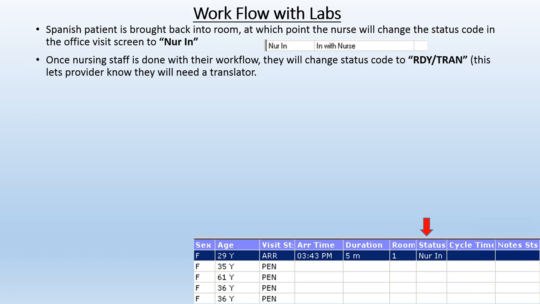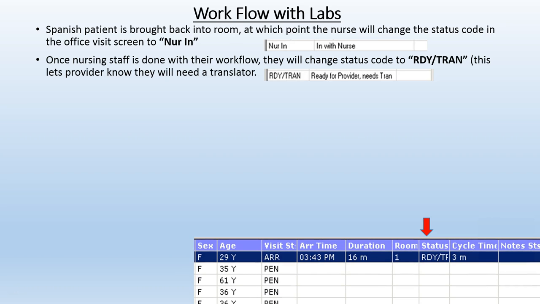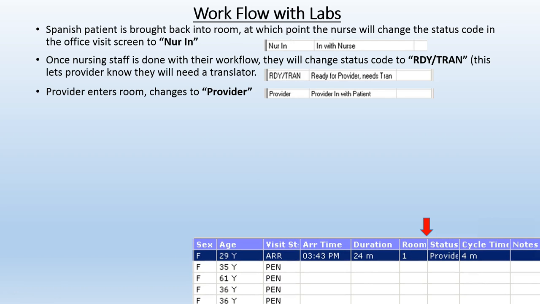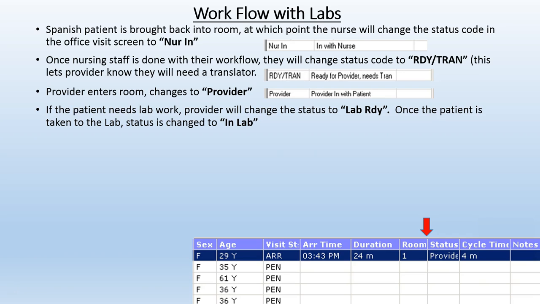Once nursing staff is done with their workflow, they will change status code to Ready Translator. This lets the provider know that the patient is ready and that they will need a translator. The provider enters the room and changes the status code to Provider. If the patient needs lab work, the provider would change the status to Lab Ready. Once the patient is taken to the lab, the staff will change the status to In Lab.